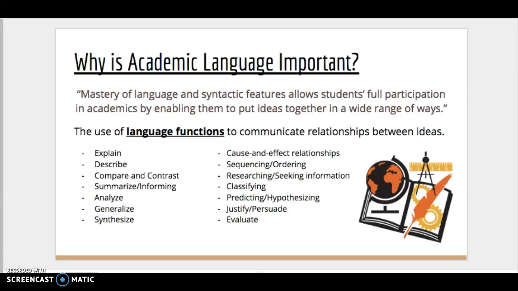It's really important that they focus on using language functions to communicate relationships between ideas, and they'll eventually start internalizing the patterns needed to express these. So learning how to explain something properly, or to describe something properly, or compare and contrast something. It's really important to focus and grasp the whole concept of language functions and those active verbs.